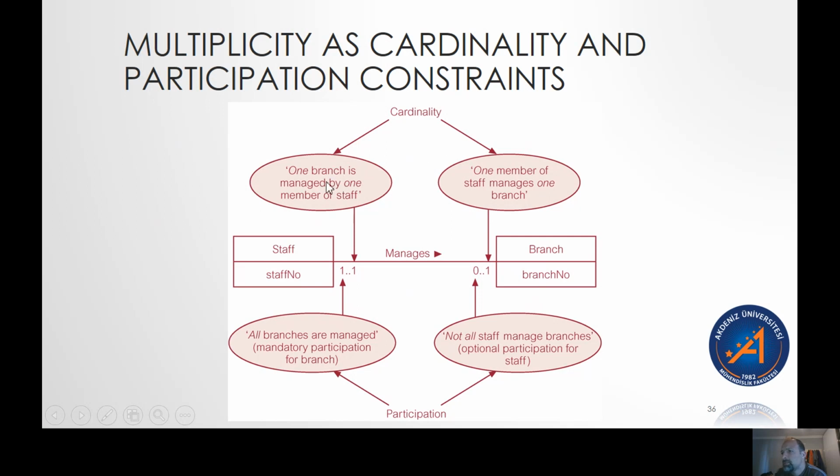Cardinality, one branch is managed by one member of staff. One member of staff manages one and only one branch. So in other words, you cannot have a staff person that manages more than one branch. Okay. So these are some different ways that we can look at this.